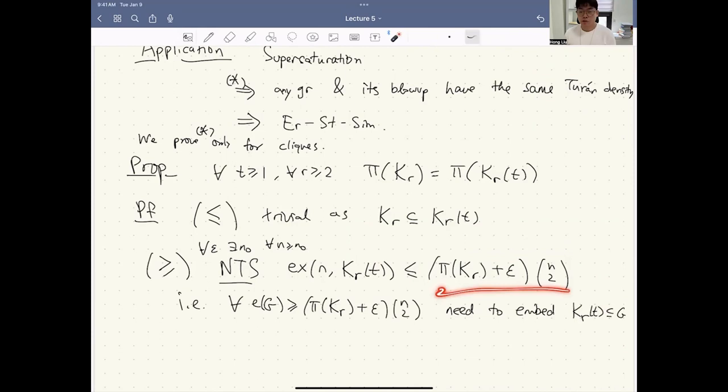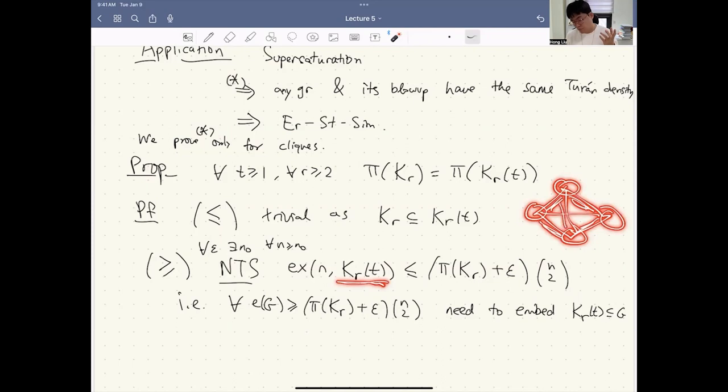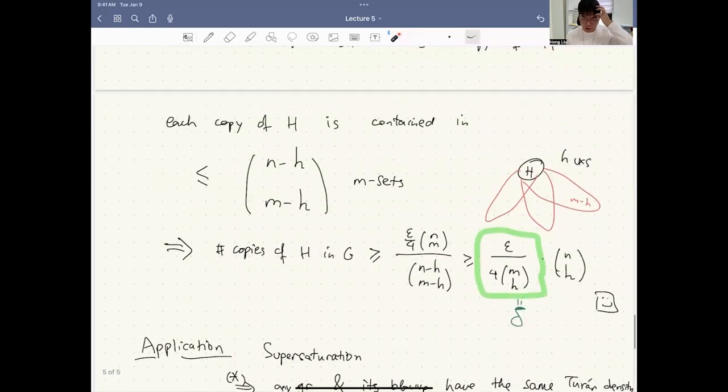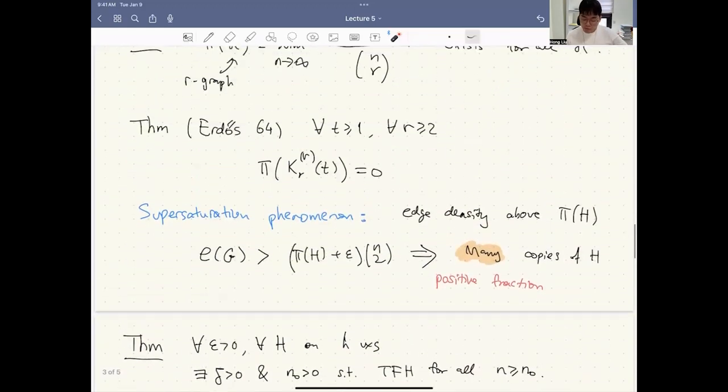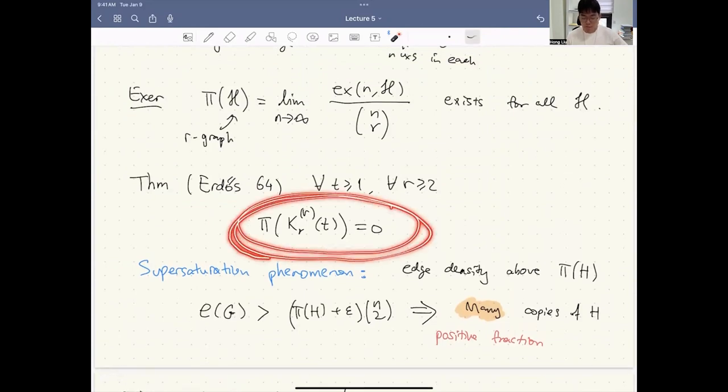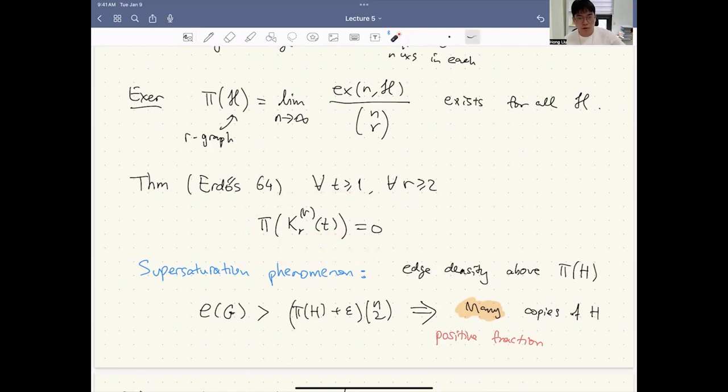What we know from supersaturation is that there are many copies of K_R in G. A positive fraction of R-sets induce a complete graph. And somehow, if we can glue these many copies of K_R together in a nice way, if they line up perfectly, we will get a complete R-partite graph, which is the blow-up. So how do we align the many copies together? It is through this result of Erdős, by defining an auxiliary hypergraph and showing that this auxiliary graph has positive edge density. So you must have a copy of the blow-up of a single R-edge, which corresponds to a blow-up of K_R.